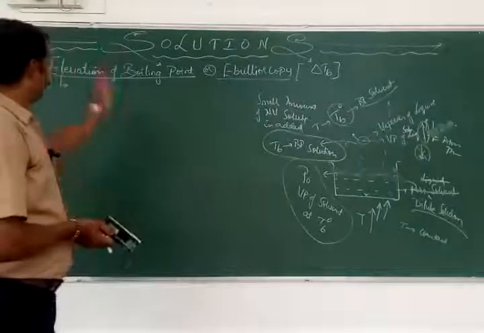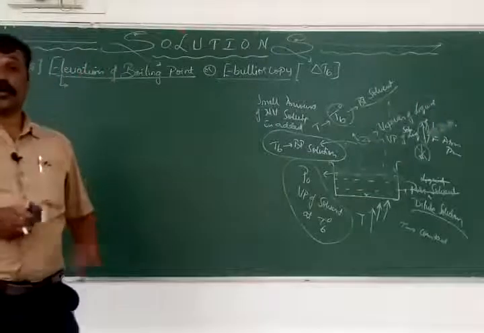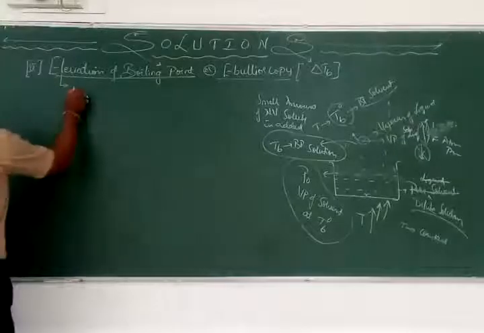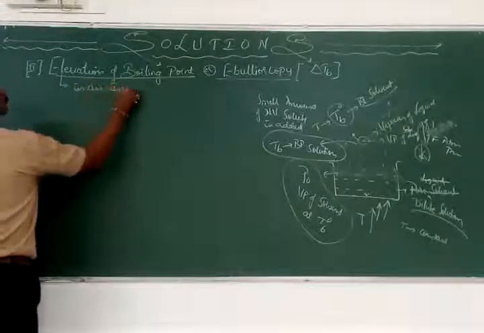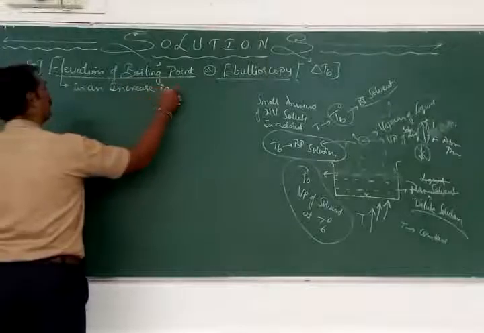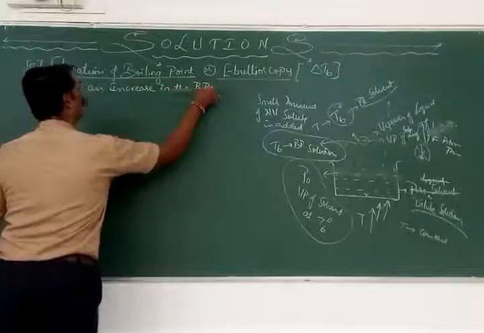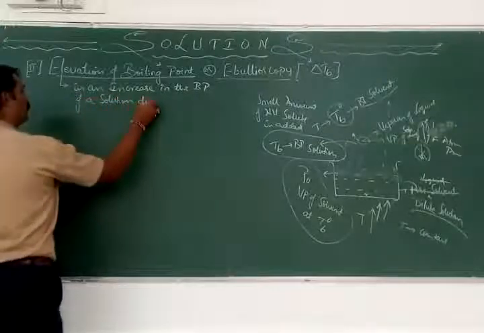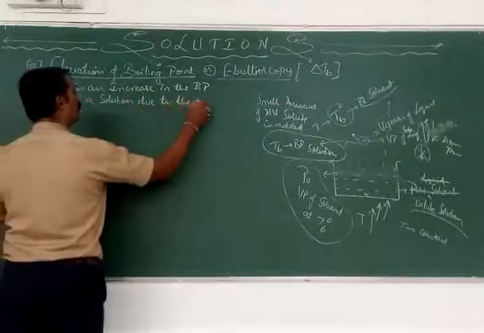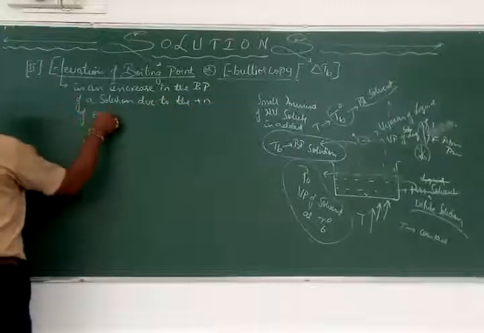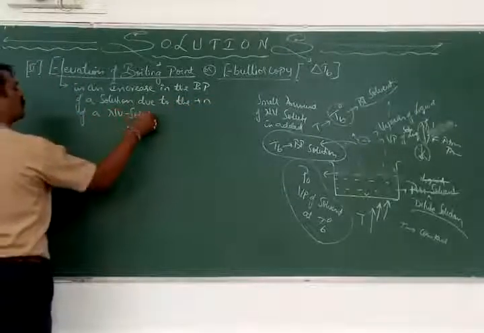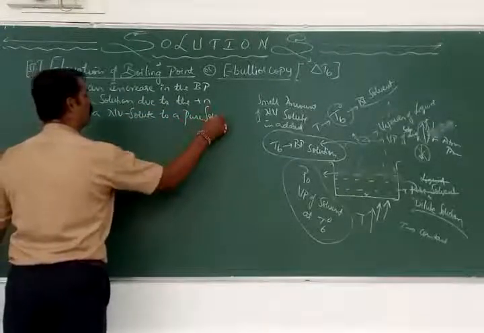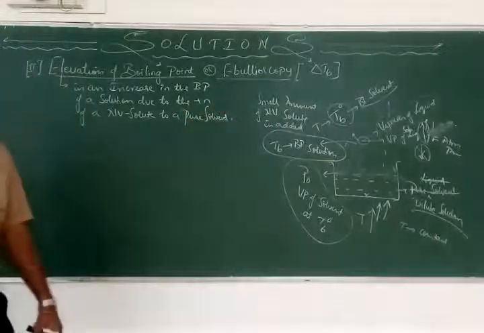Okay. So that particular increase is called the elevation in boiling point. Therefore, how do we define the elevation in boiling point? It is an increase in the BP of a solution due to the addition of a non-volatile solute, NV meaning non-volatile solute, to a pure solvent.